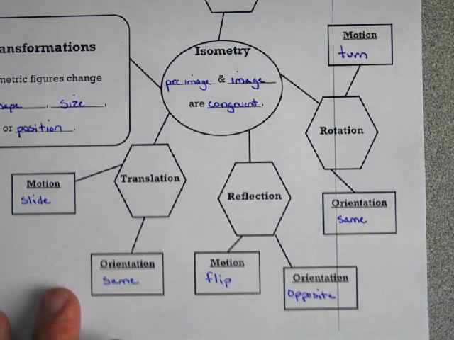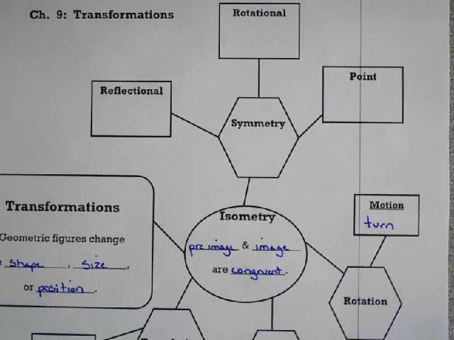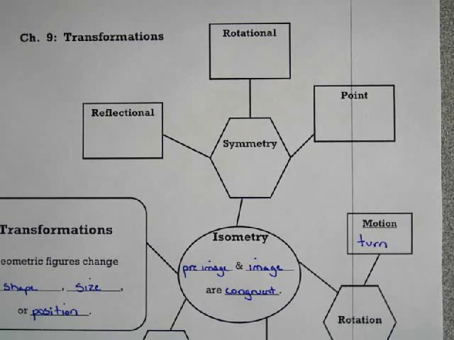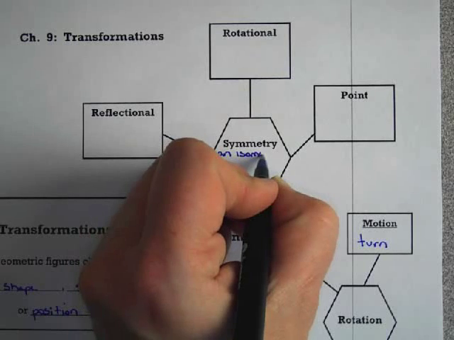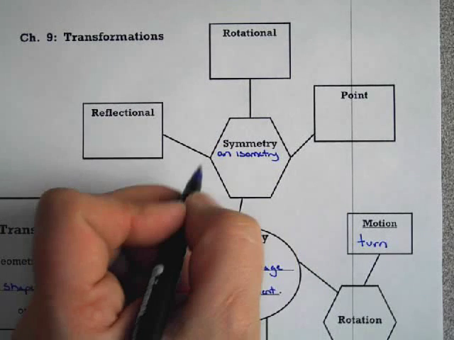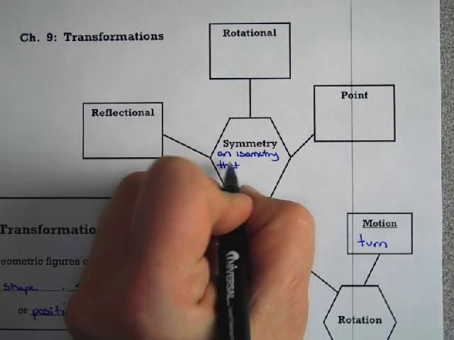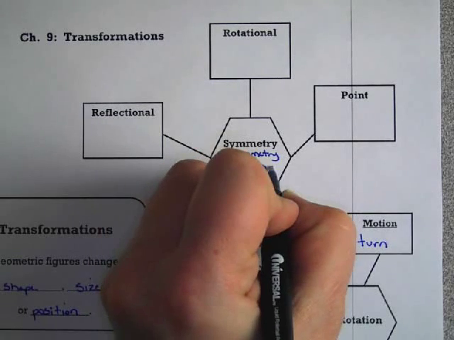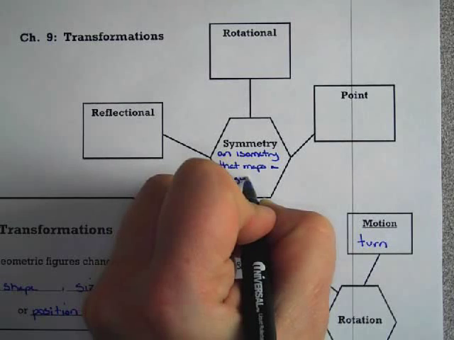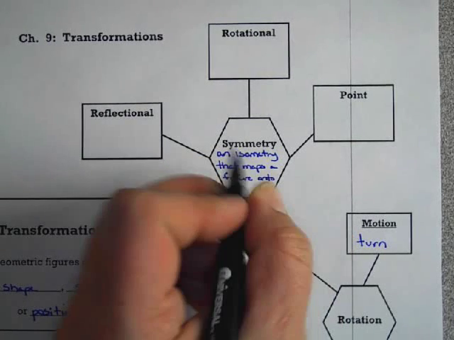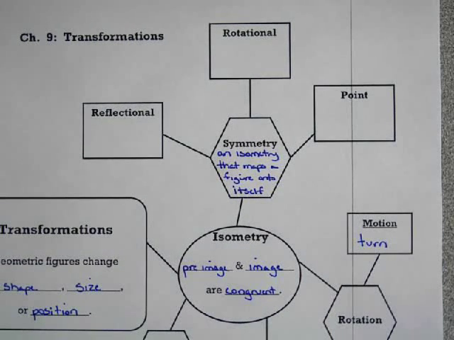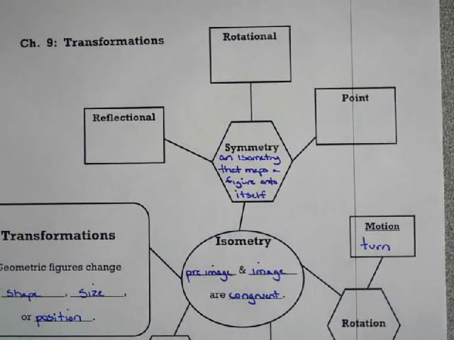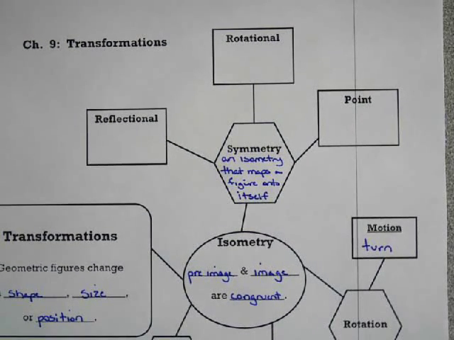If a figure is an isometry, it also will have symmetry. And basically, symmetry is an isometry that maps a figure onto itself. And you've probably talked about symmetry in previous math classes or in art class. So there's three types of symmetries. Some figures have more than one type of symmetry.